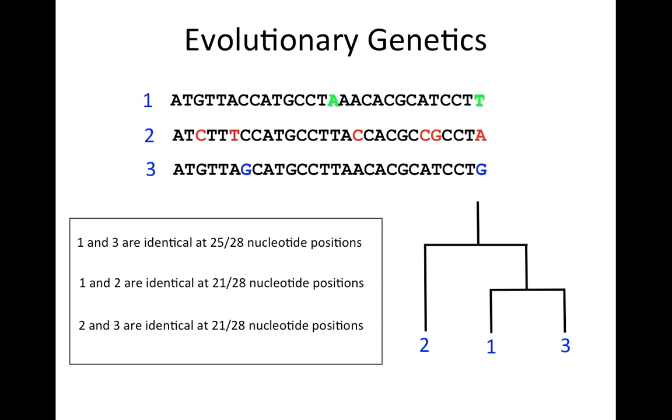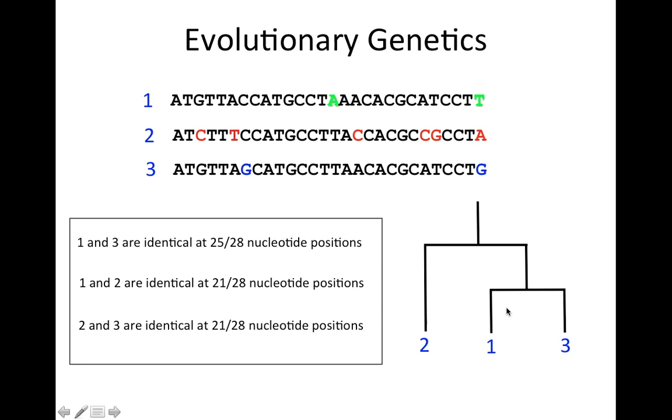Okay, so this might look a little bit complicated to you, and I don't want you to freak out. Here in front of us we have 3 made-up genetic sequences, and we've got 3 taxa. I'm calling them taxa 1, 2, and 3. All I've done is what phylogenetic programs do: I've lined them up and I'm looking for differences. So 1 and 3 are identical at 25 out of 28 nucleotide positions. 1 and 2 are identical at 21 out of 28 nucleotide positions, and 2 and 3 are identical at 21 out of 28 nucleotide positions. That means that 1 and 3 are more closely related than 1 and 2 and 3 and 2 are.